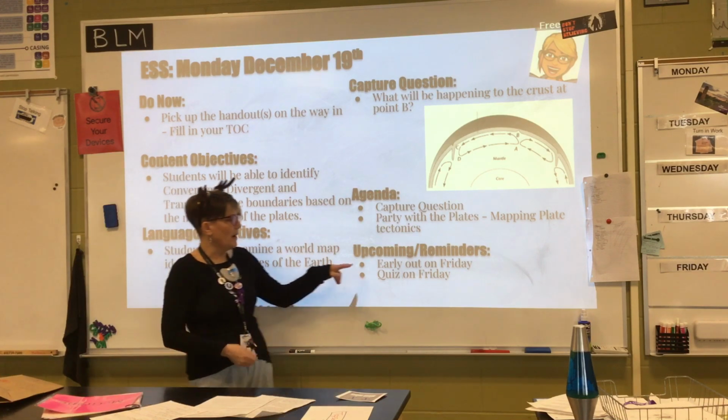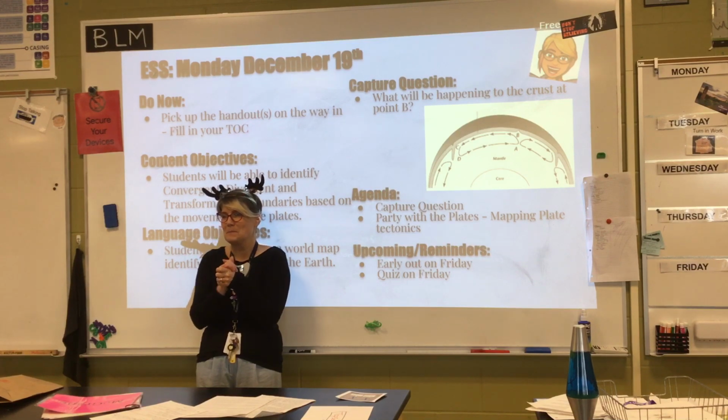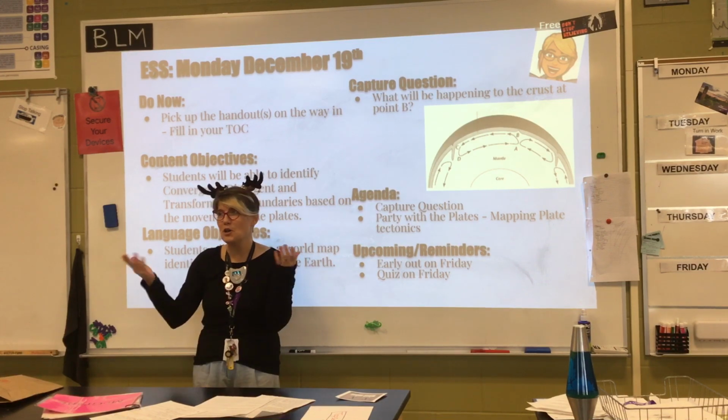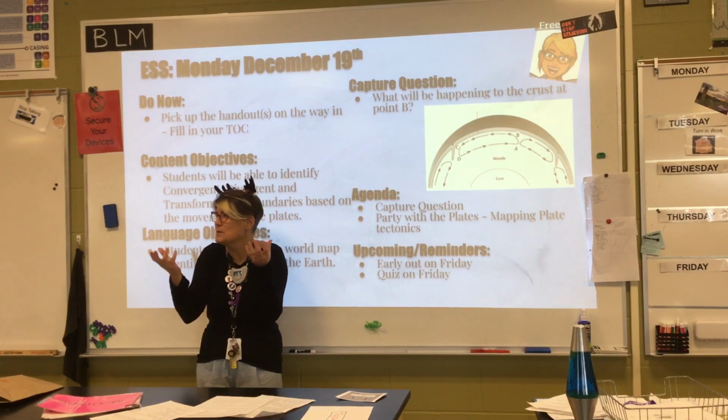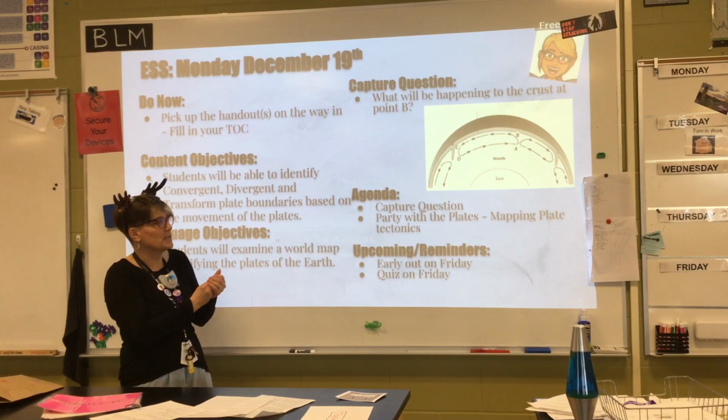Hopefully, upcoming reminders, we're going to have an early out on Friday. How many of you are hoping that we get out on Thursday due to a blizzard? Me too. First of all, I want a little snow. It just doesn't feel wintry. You know, if it's going to be cold, let's have snow on the ground. And secondly, I really want to start early on my winter break.